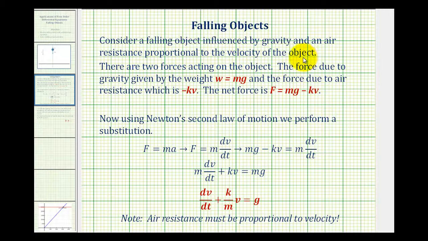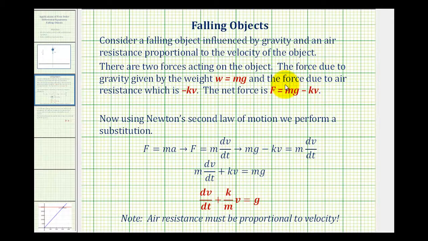of the object. So there are two forces acting on the object. The force due to gravity, given by the weight, which is going to be equal to m times g, or mass times the acceleration due to gravity, and the force due to air resistance is proportional to the velocity, so it's going to be equal to negative k times v, where k is the constant of proportionality, and it's going to be negative because it's going to be in the opposite direction of the force due to gravity. So the net force, or big F, is going to be equal to m times g minus k times v.